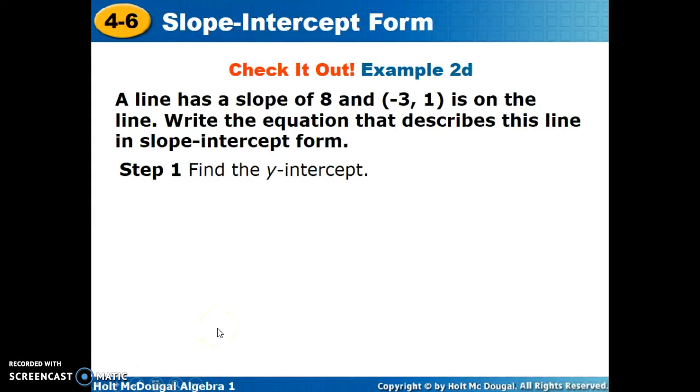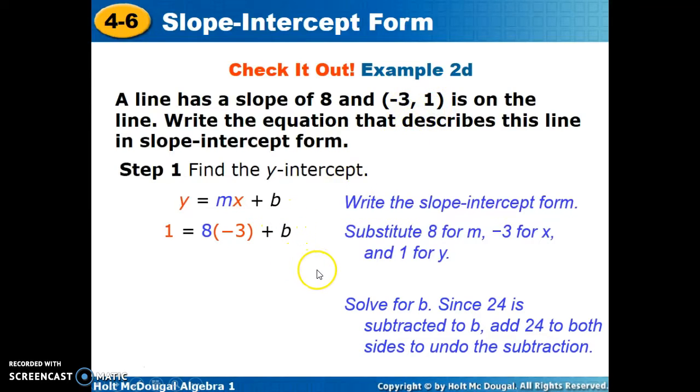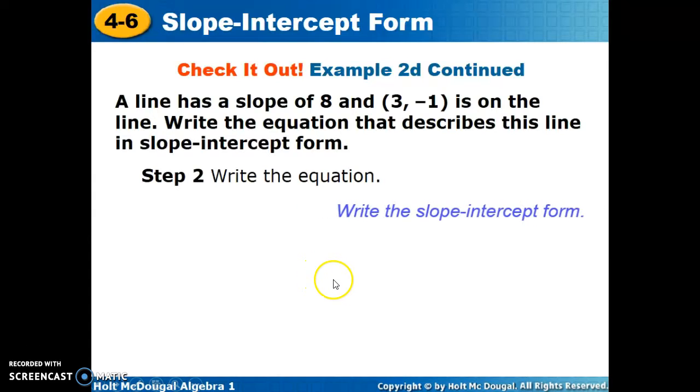So first thing we're going to do is bring up our equation of the line, y equals mx plus b, but this time we know we have m, x, and y, and we're going to be solving for b. So we're going to substitute our values in. Slope is 8, x is negative 3, y is 1. We're going to substitute those in and simplify. Negative 24 plus b, we're going to add 24 to both sides, solving b equals 25.